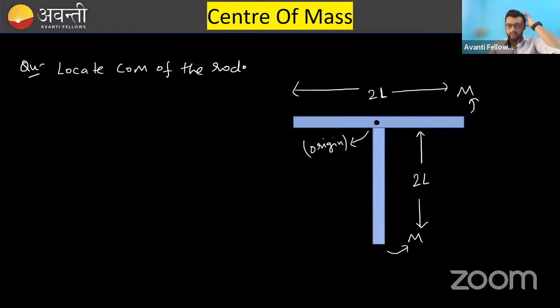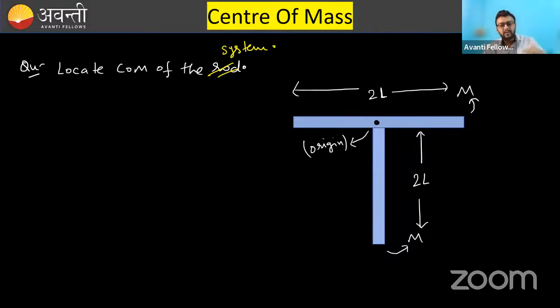Again, this is a simple question. These two rods are identical. They have length 2L, and both the rods have the same mass. What you need to do is locate the center of mass, not of the rod, but of the system.